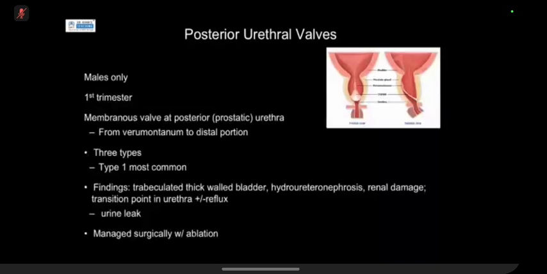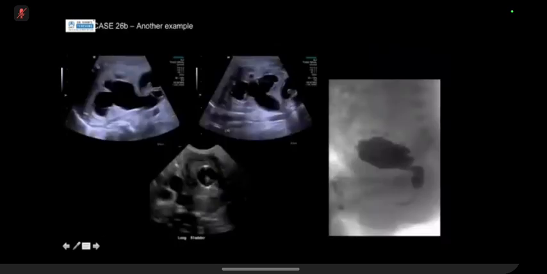So if you see a urinoma in a kid with antenatal diagnosis of bilateral hydronephrosis, still think posterior urethral valves as a possible cause. And these are managed surgically with ablations. This is just another example to show you the ultrasound findings.